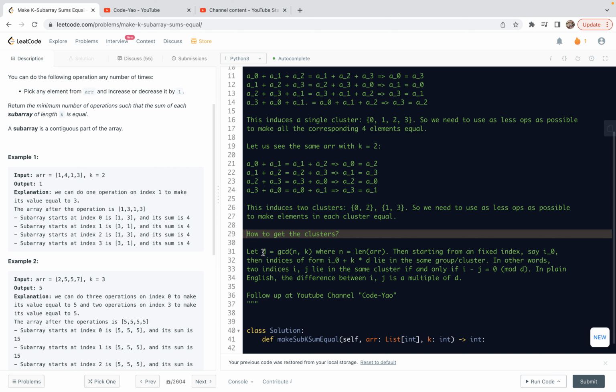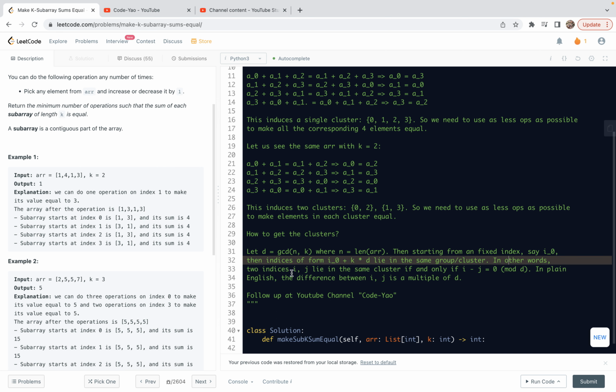So we can let D equal the greatest common divisor of n and k. n is the length of the array, and k is the k given in this problem. Then, starting from a fixed index i0, indices of the form i0 plus a constant multiple of D lie in the same group or cluster. This can be easily proved by congruence equations. This is actually not hard at all.